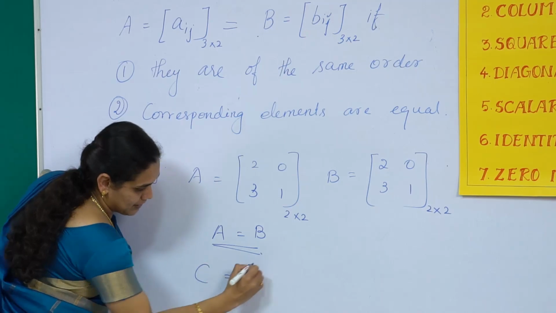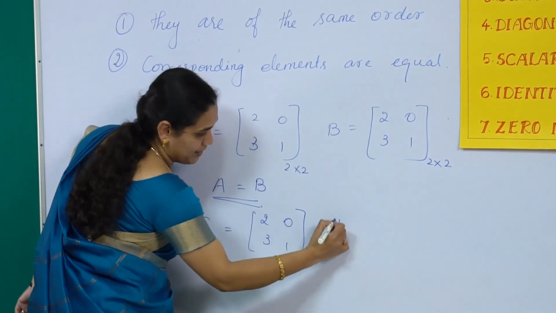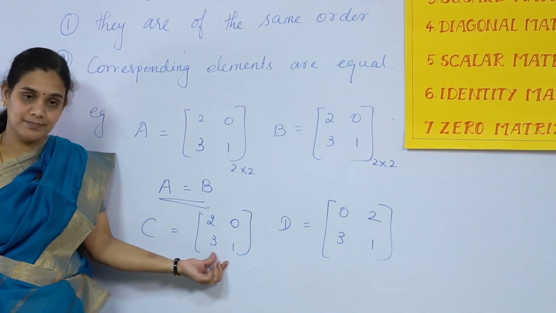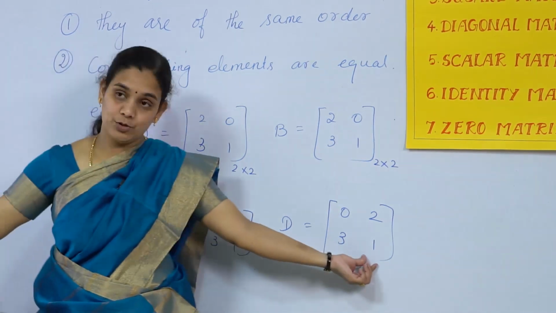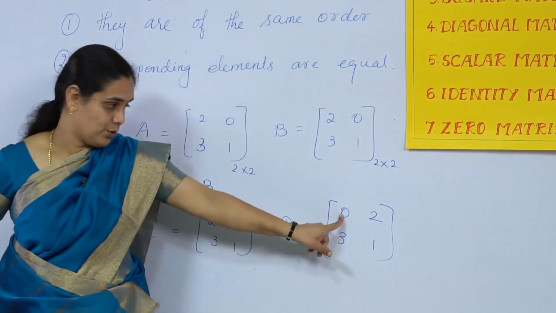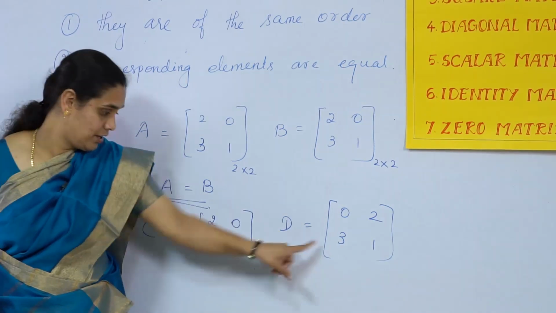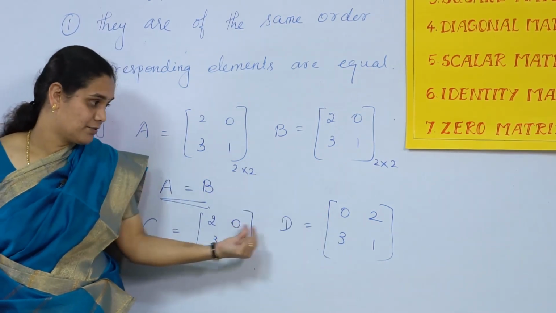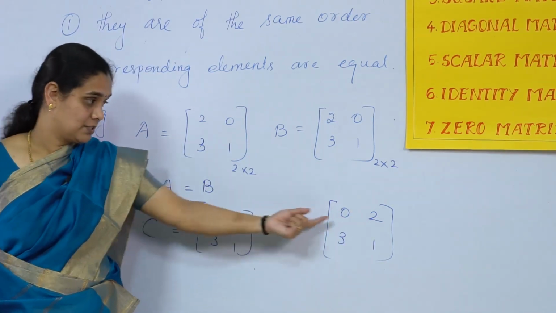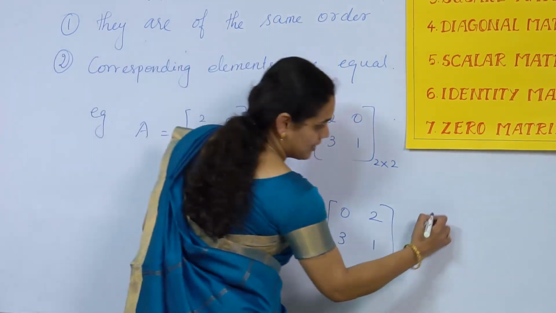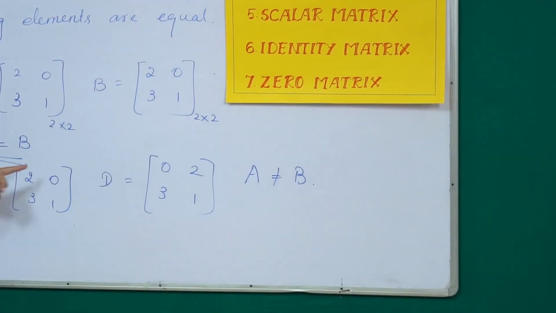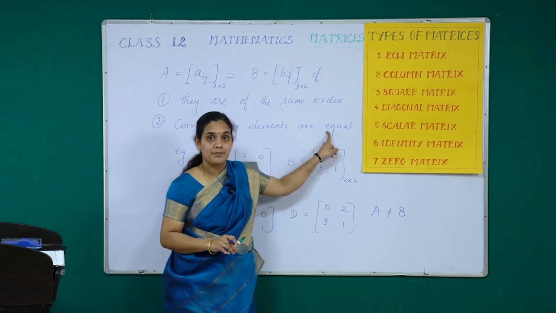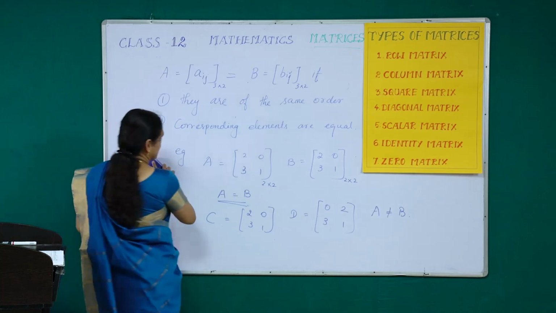Okay. Let me take another example. C equal to [2, 0; 3, 1] and D equal to [0, 2; 3, 1]. Are they equal? It is of order 2 by 2 and this is of order 2 by 2. The first condition is satisfied. In place of 2 we have 0 and in place of 0 we have 2. And here we have 3, 3, 1, 1. The numbers are same but their positions are not same. These two are changing their positions. Therefore, these two are not equal. So, C is not equal to D. Not only one condition, it should satisfy both the conditions. The first one should be of the same order and the second one is the corresponding elements are equal.